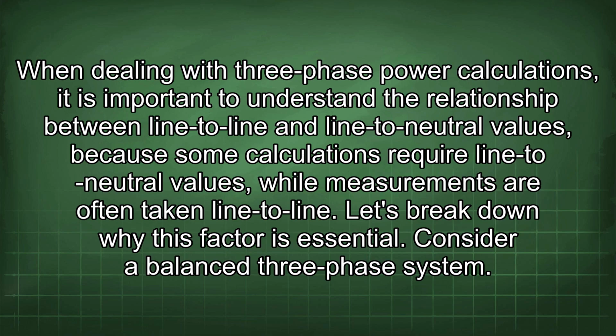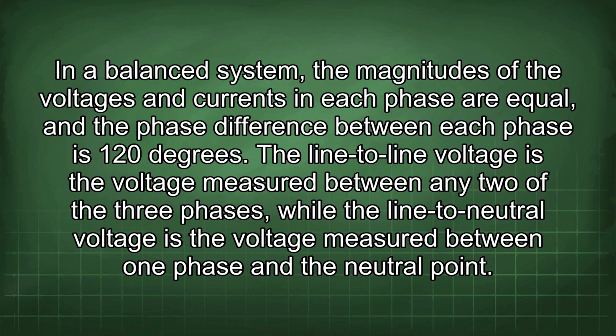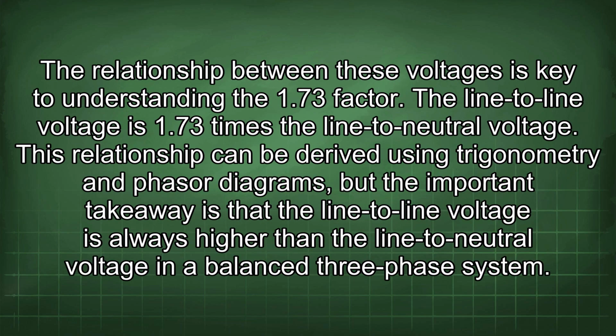Let's break down why this factor is essential. Consider a balanced three-phase system. In a balanced system, the magnitudes of the voltages and currents in each phase are equal, and the phase difference between each phase is 120 degrees. The line-to-line voltage is the voltage measured between any two of the three phases, while the line-to-neutral voltage is the voltage measured between one phase and the neutral point. The relationship between these voltages is key to understanding the 1.73 factor.